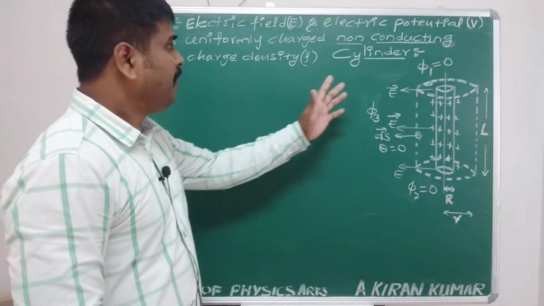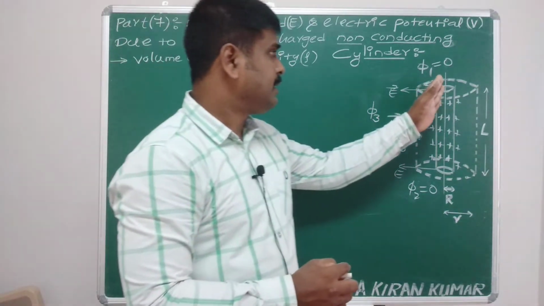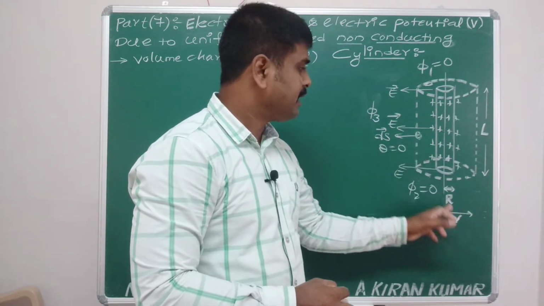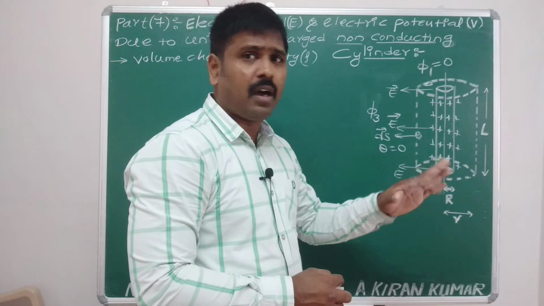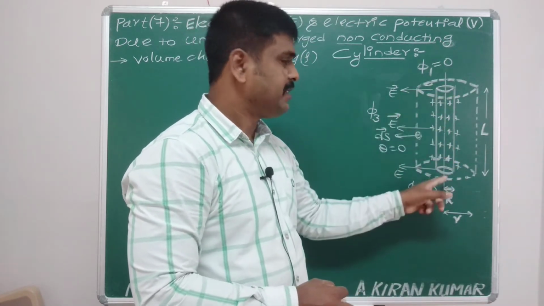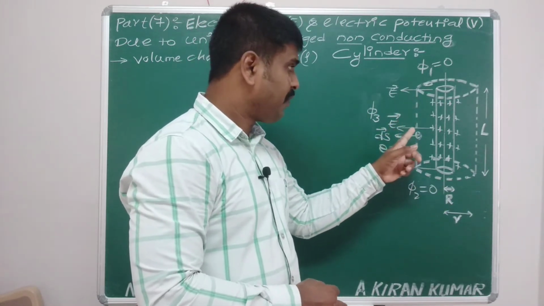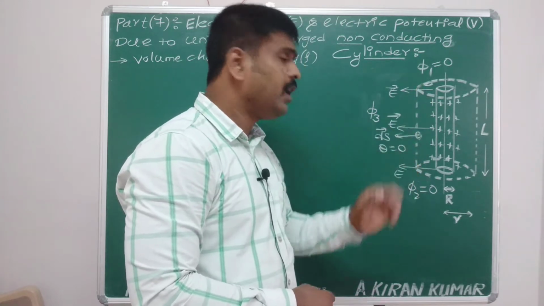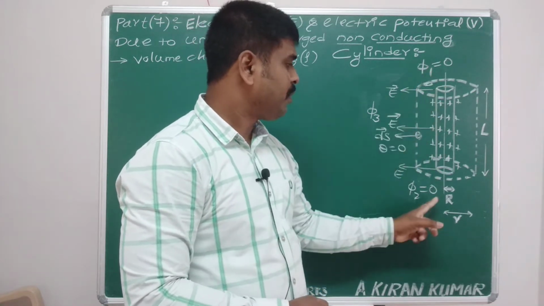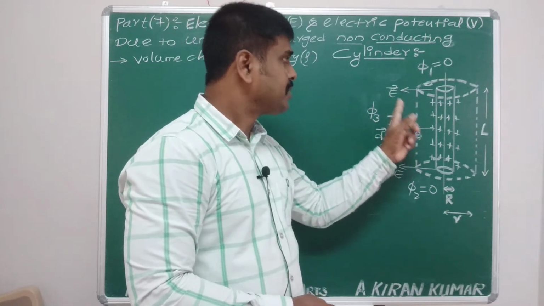So first, the volume charge density. This is the cylinder of radius capital R, non-conducting, and assume the Gaussian cylinder has radius small r. Try to understand, we already did this in previous videos also. The electric flux due to the two plane surfaces is 0, so we get electric flux only from the curved surface.